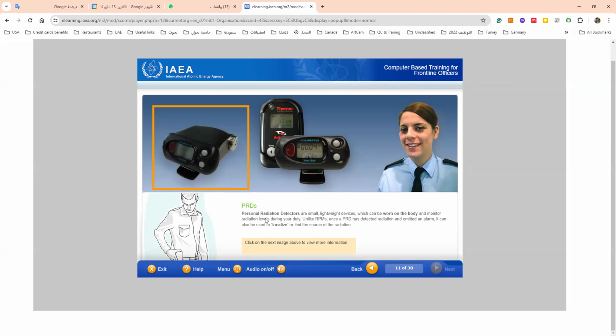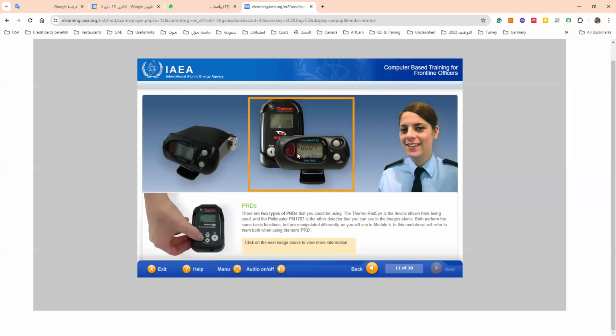PRD, the personal radiation detector. Detectors are small, lightweight devices which can be borne on the body and monitor radiation level during your duty. Unlike an RPM, once a PRD has detected radiation and emitted an alarm, it can also be used for localizing or finding the source of radiation.